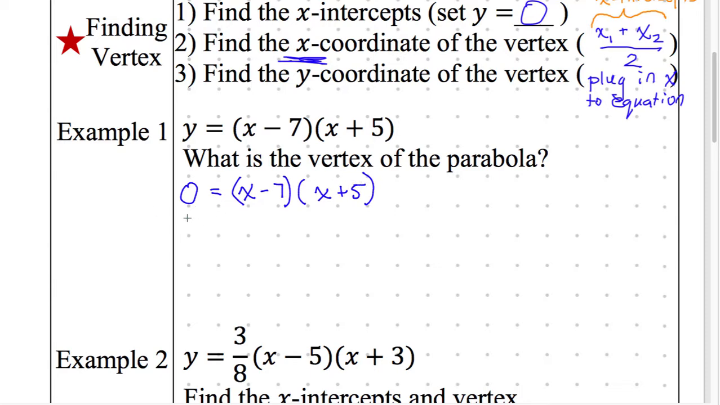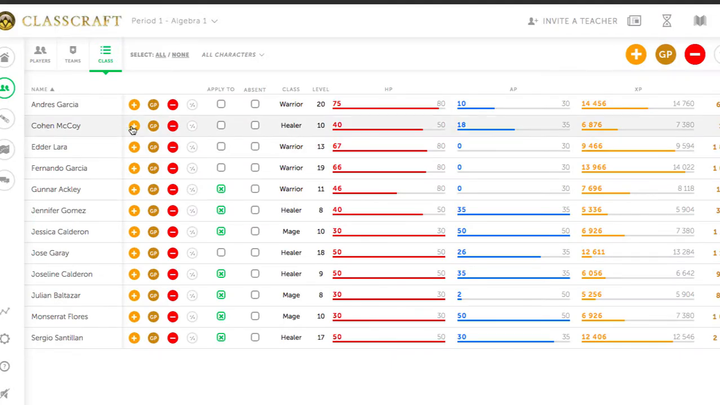Here we go. So, x minus 7 needs to be 0, and x plus 5 needs to be set equal to 0. I'm setting both of these things. Good catch, good catch. I saw you guys. x minus 7 equals 0, and x plus 5 equals 0. All right, thank you, Cohen.